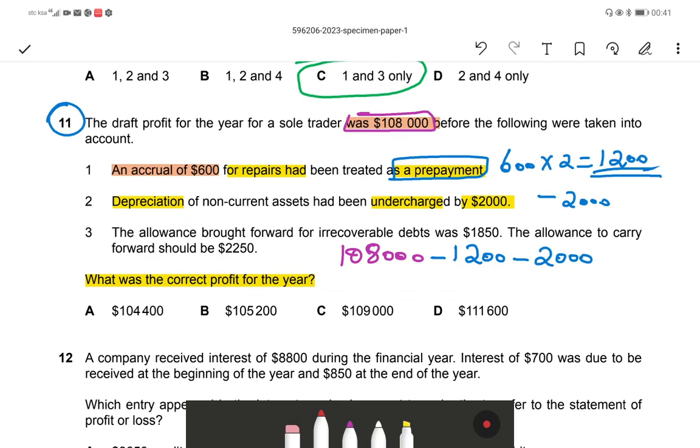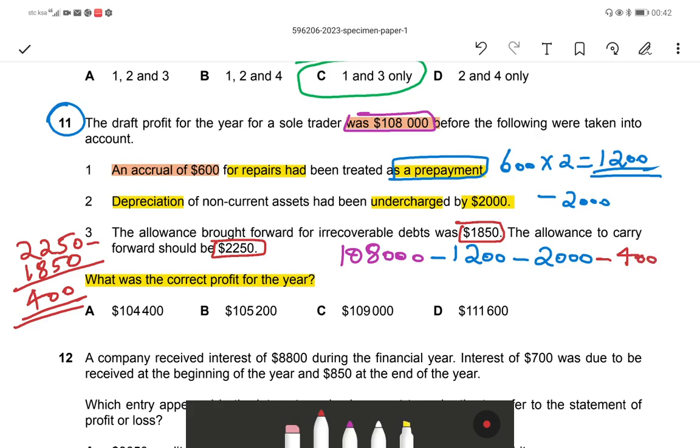Next, the allowance for irrecoverable debts brought forward is 1,850. The allowance to carry forward should be 2,250. It means the irrecoverable debt expense is understated. The actual amount is 2,250, and they recorded only 1,850, so it is understated by 400. Expense understated means profit is overstated, so this 400 also should be deducted. So the correct answer comes to 104,400. Option A is the correct answer.